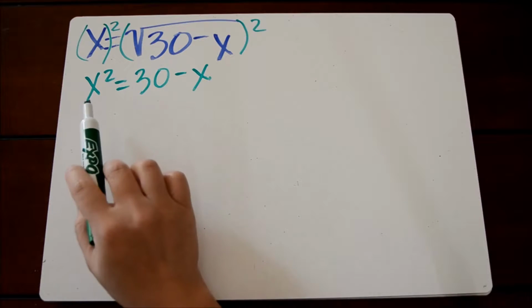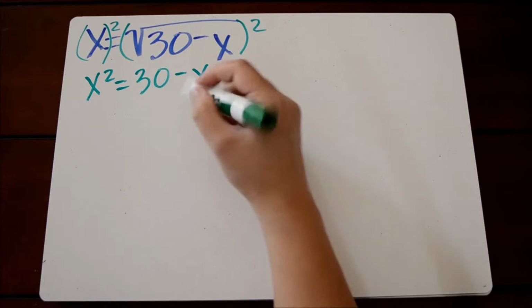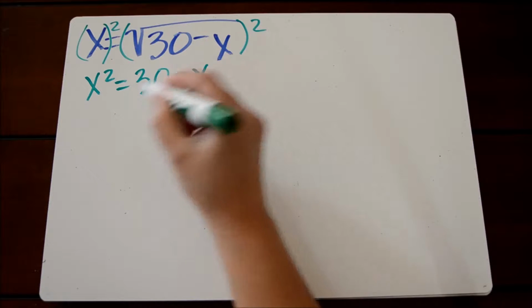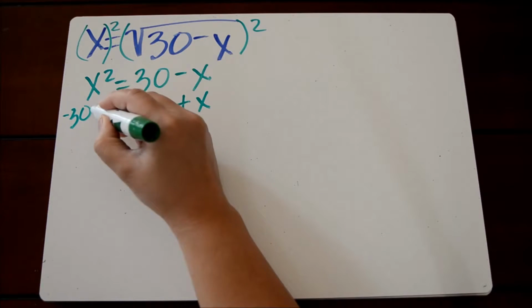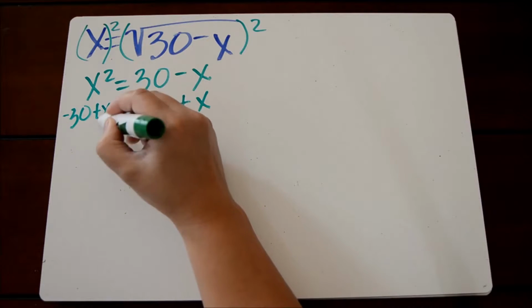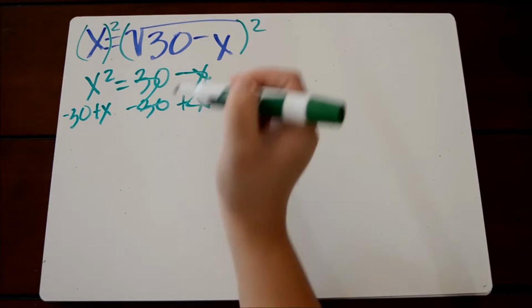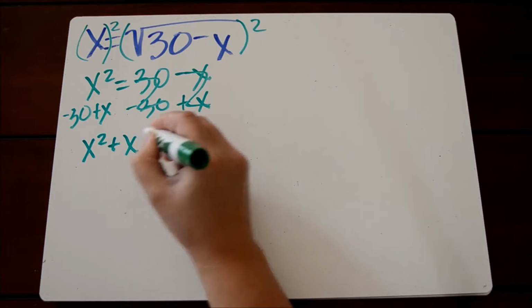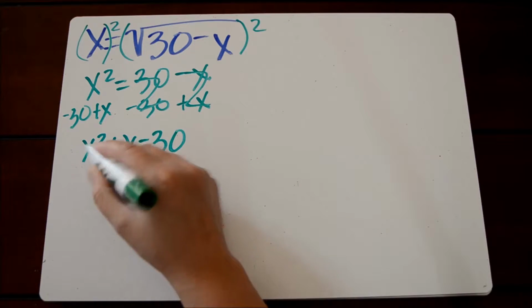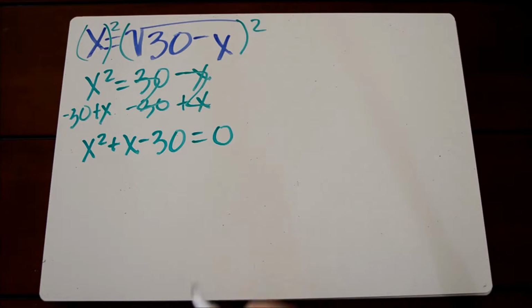Now that we have a quadratic, we have to move all of our terms to the same side. We're going to put it in standard form. And when we do that, it zeroes out on the right-hand side. We get x squared plus x minus 30 is equal to 0.